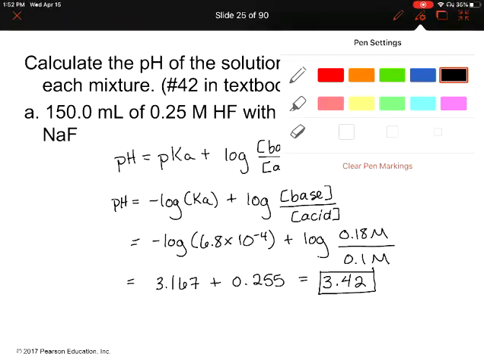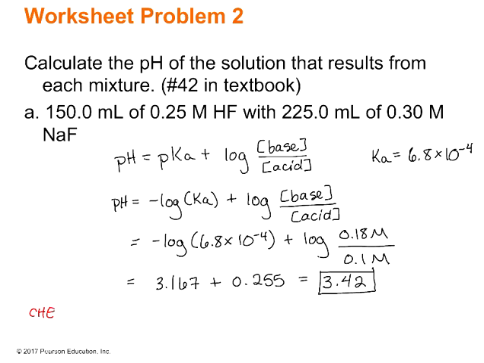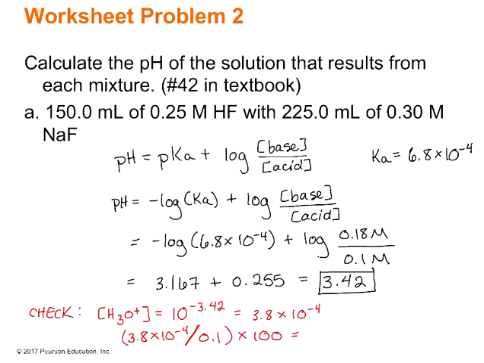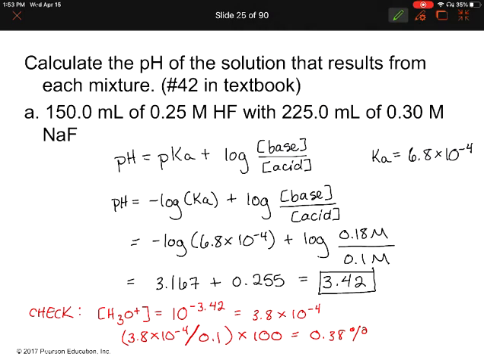Now, always remember to check that your approximation is valid. So first we're going to solve for the concentration of hydronium ions using the pH value that we just determined. And we find that the concentration is 3.8 times 10 to the negative fourth. And then we're going to compare that to the original acid concentration, which was 0.1. And then we'll multiply that by 100, and we should get a value of 0.38%. So that means that our approximation is valid.